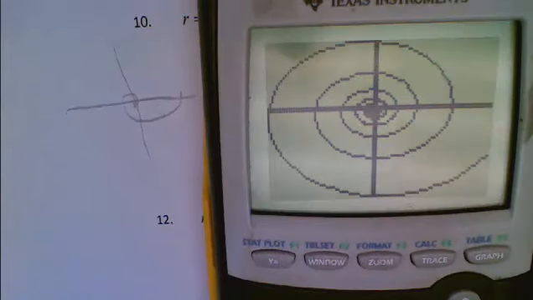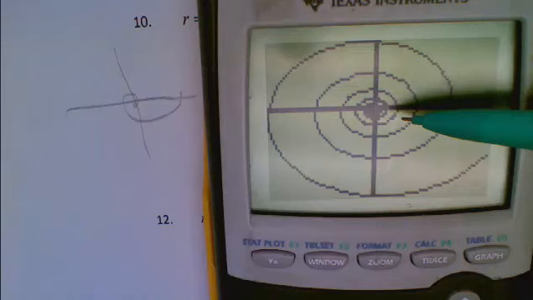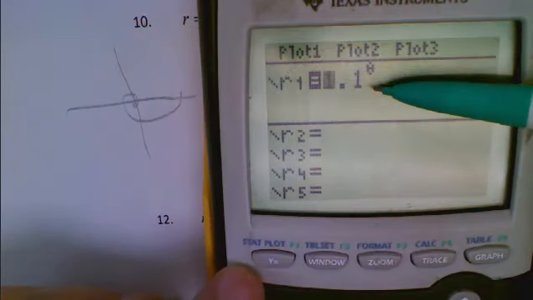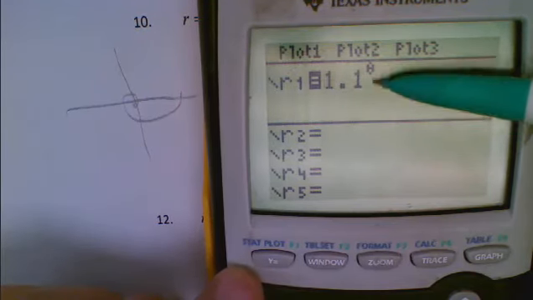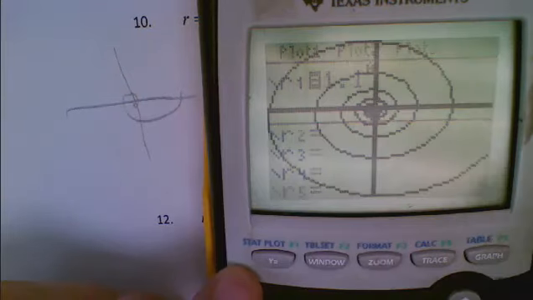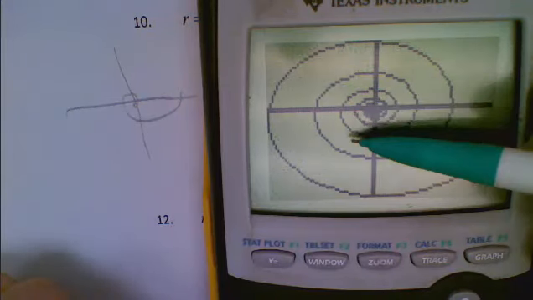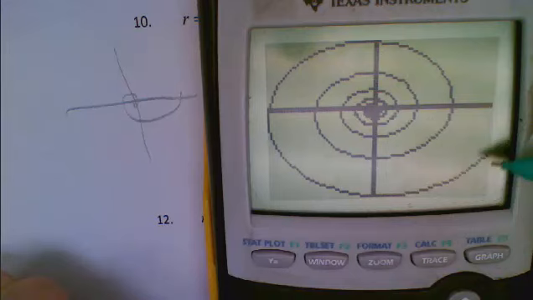Okay, so waiting on that last one on the video. Remember when I put in y equals 1.1 raised to the theta, just so that my base was a little bit smaller. And so when I did this graph and waited for it, you can see that it's the spiral. It gets bigger and bigger and bigger.